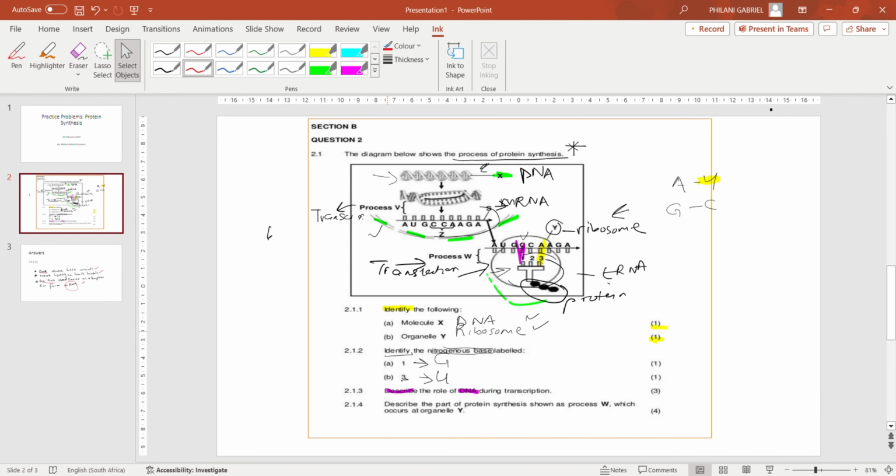So 2.1.4 here says, describe the part of protein synthesis shown as process W which occurs at organelle Y. So where is process W? Process W here we have said that it is translation. Remember that here we have to describe. When we describe something, it means that we are giving real details on exactly how something happens. So now we want to describe the part of protein synthesis which is known as translation.